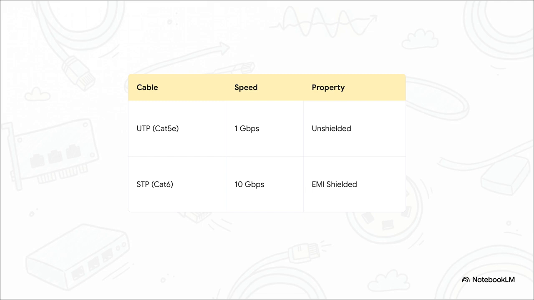And here is a super cool technical detail. Ever wonder why the internal wires are twisted? Twisting those copper pairs physically cancels out that electromagnetic interference and prevents something called crosstalk, which is when signals bleed over from one wire to another.